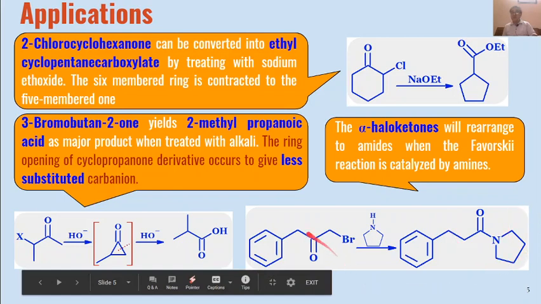In the first instance, this base will abstract this alpha proton from this alpha carbon, and a carbanion will be generated at this place, and this carbanion will be more stable because of the presence of this phenyl group, a benzylic carbanion, and this carbanion then will attack this carbon and bromide will be eliminated to give us a cyclopropanone derivative as the intermediate, and then that cyclopropanone derivative will undergo breaking of the carbon-carbon bond by attack of the base to give us this type of amide as the product.